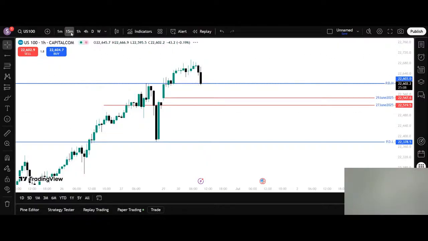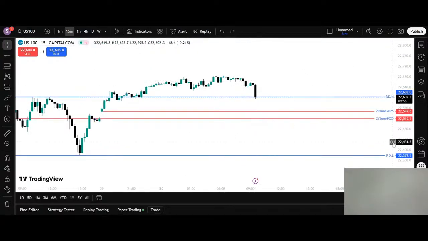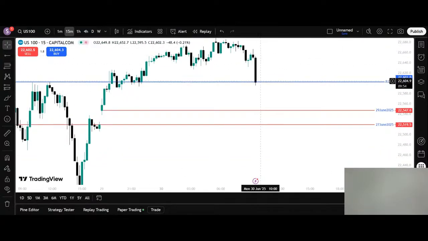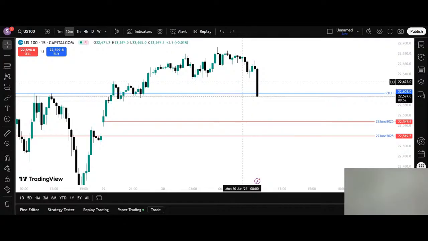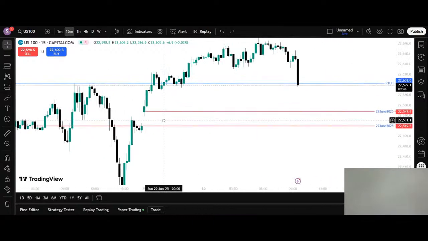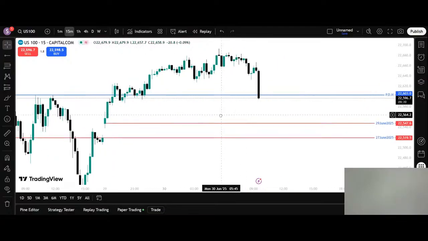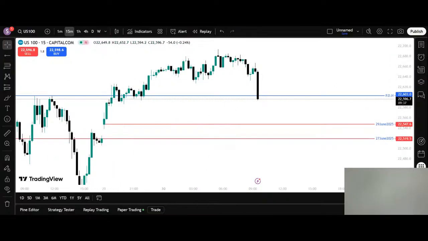Let's go down to the 15 minutes. As you can see, on the 15 minutes it also seems to be crashing. This candle hasn't closed yet, so we can't say probably. Our sell side target would be this. To be honest, I would be looking for a sell here. Let's go down to the 1 minute.